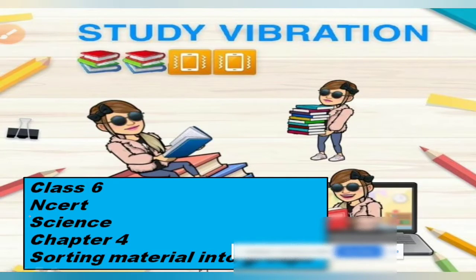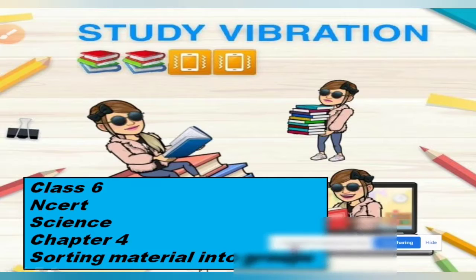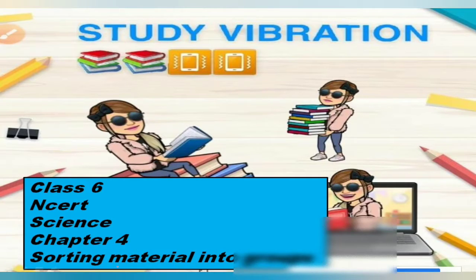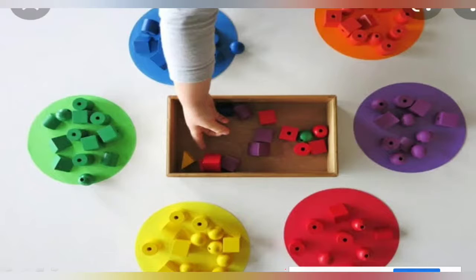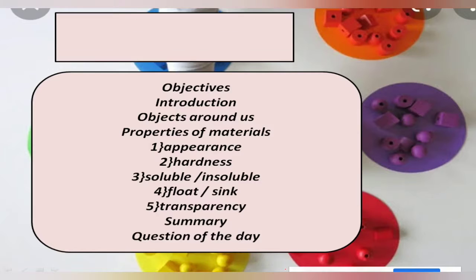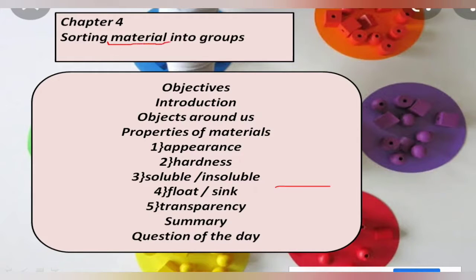Class 6 NCERT Science chapter number 4, and the name of the chapter is Sorting the Materials into Groups. So first, let us start with our objectives. So what do you mean by sorting materials into groups? You already know what a material is, and what the meaning of a group is. So when I talk about sort, it means to divide things amongst their qualities and their properties.